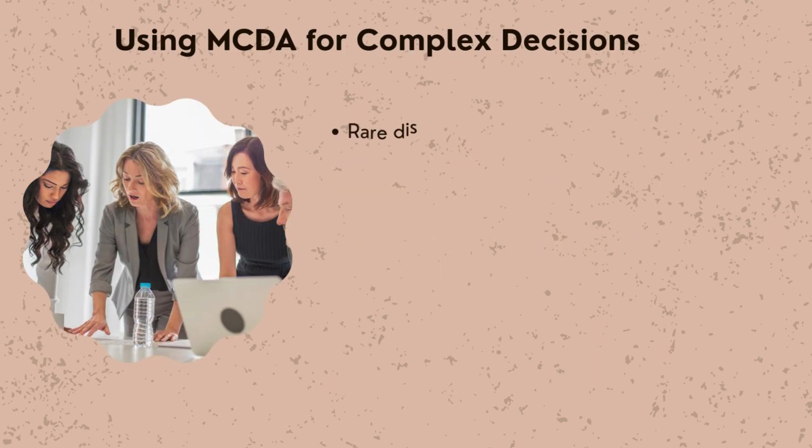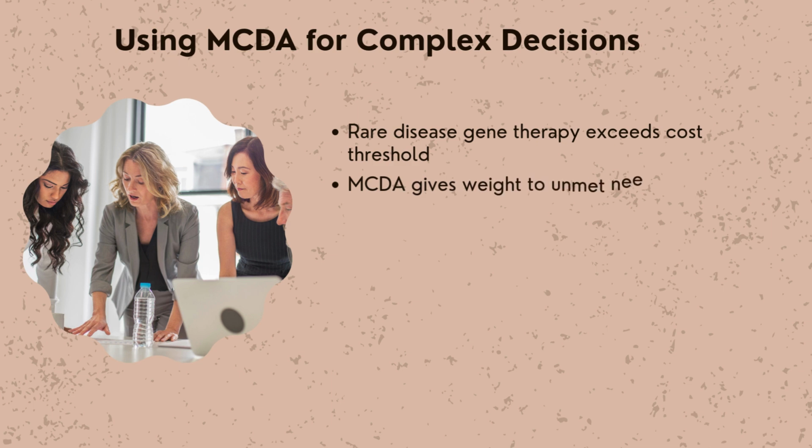Let's look at an example. Imagine a breakthrough gene therapy for a rare childhood disease. Its cost per quality-adjusted life year might be well above the usual willingness to pay threshold, meaning it could be rejected if cost effectiveness was the only measure. But MCDA lets decision makers give more weight to other factors, like the dramatic improvement in quality of life, the small size of the patient population, and the fact that there is no other available treatment.